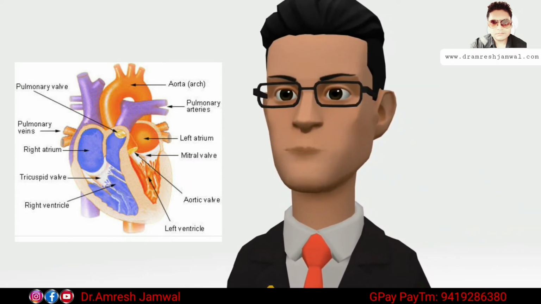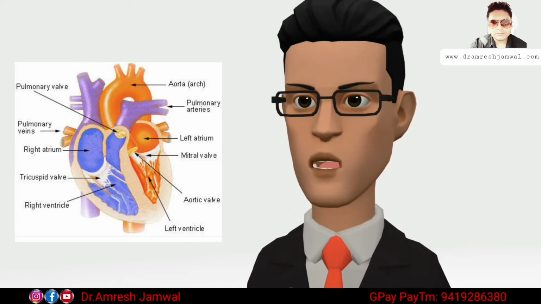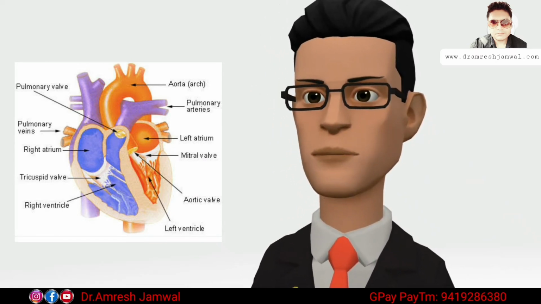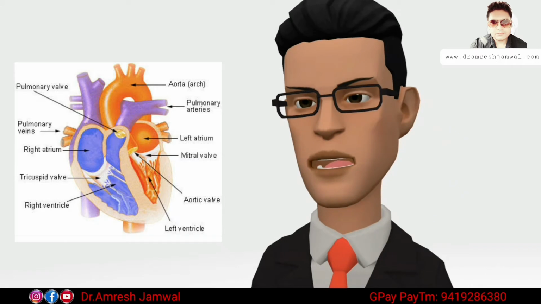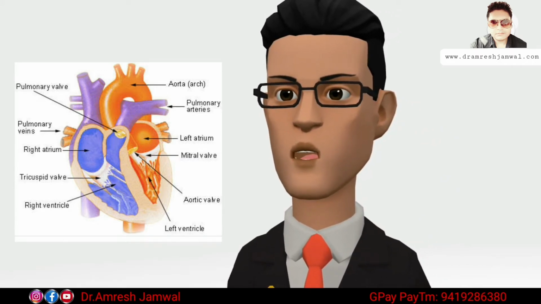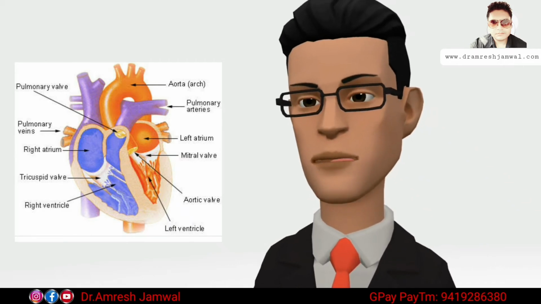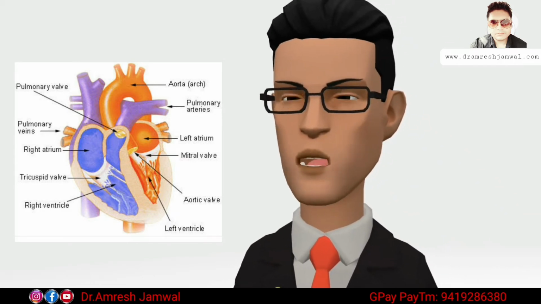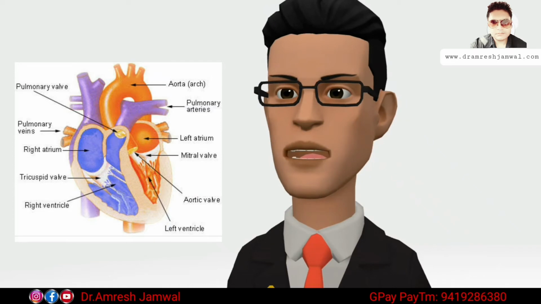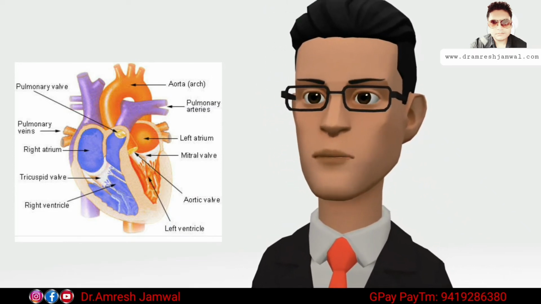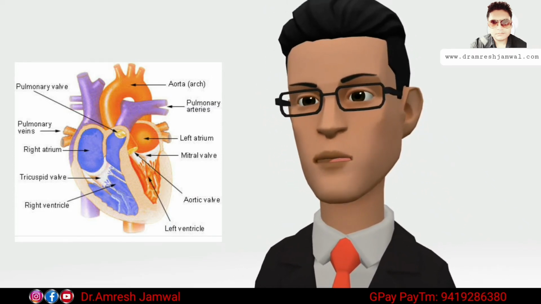Atria always collect blood from outside of the heart and push the blood into the ventricle. There is a valve between the atrium and the ventricle, and this valve opens only in one direction to prevent backflow of blood. The valve between the right atrium and right ventricle consists of three flaps and is therefore called the tricuspid valve. The deoxygenated blood from the right ventricle is pumped to the lungs.